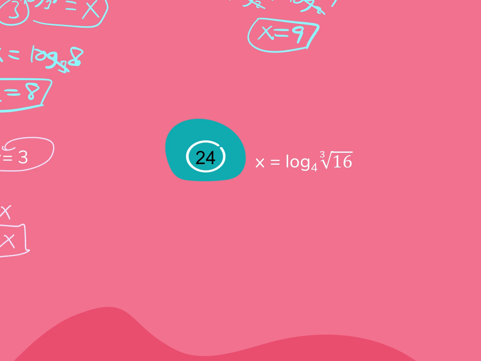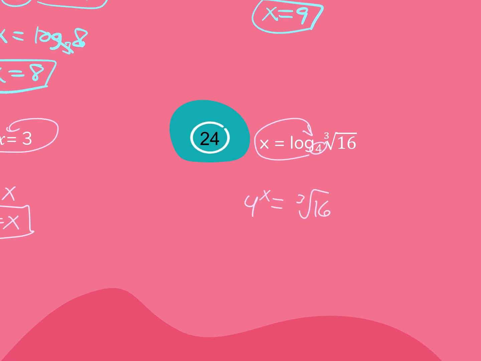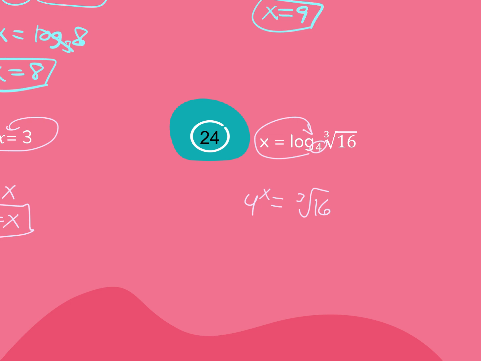We can go ahead and change it to exponential. This is written in the reverse direction, so I would say 4 to the power of x is going to equal the cube root of 16. Then 16, I know that I can write as something with a base of 4. So you get the cube root of 4 squared is going to get you 4 to the power of x.